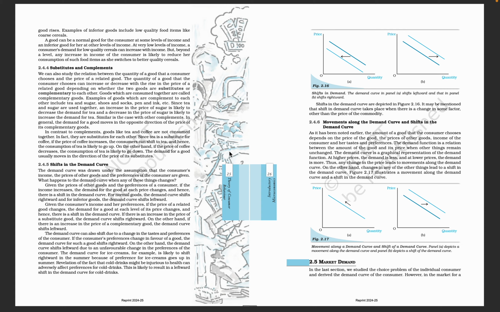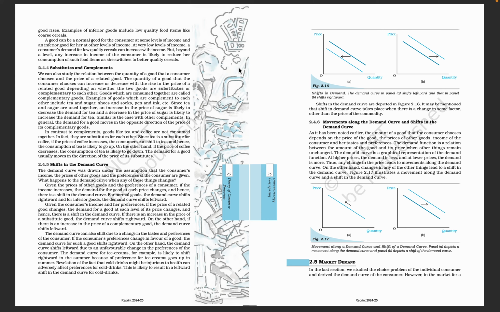Shifts in the demand curve. The demand curve was drawn under the assumption that the consumer's income, the prices of other goods, and the preferences of the consumer are given. What happens to the demand curve when any of these things changes? Given the prices of other goods and the preferences of a consumer, if the income increases, the demand for the good at each price changes, and hence there is a shift in the demand curve. For normal goods, the demand curve shifts rightward, and for inferior goods, the demand curve shifts leftwards.